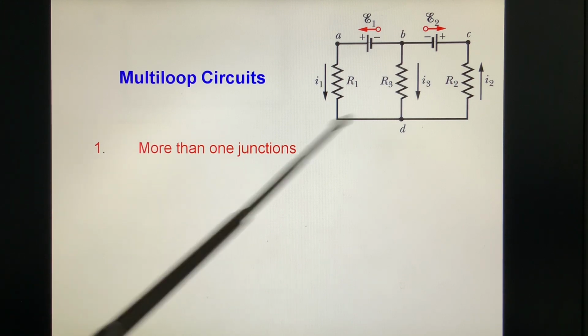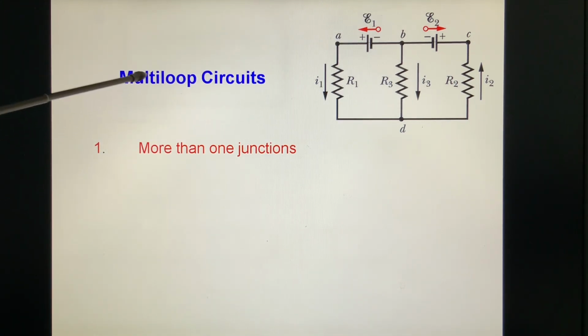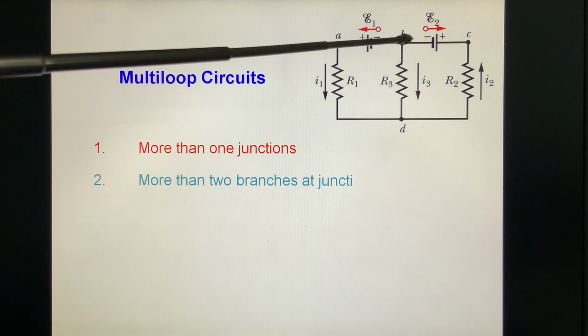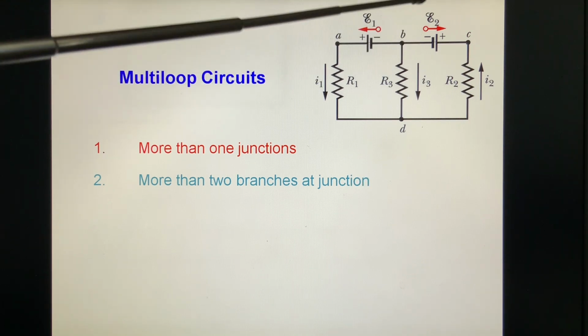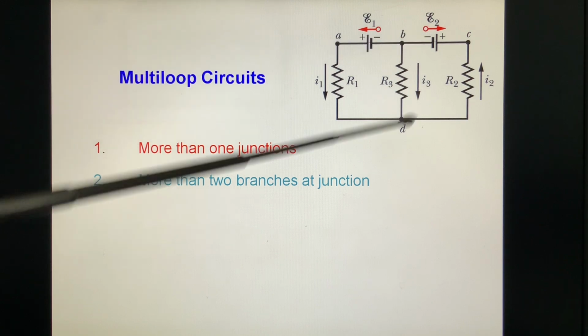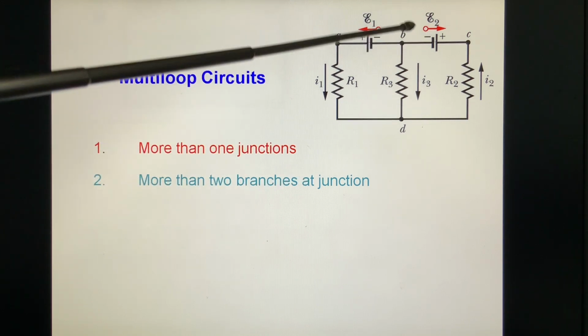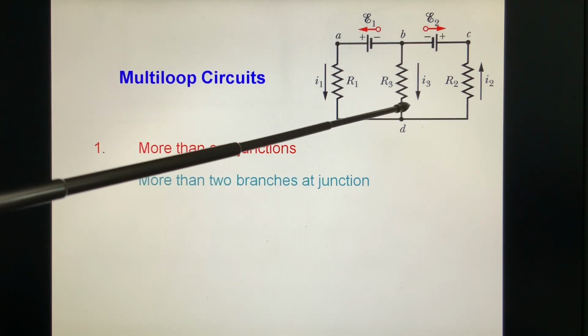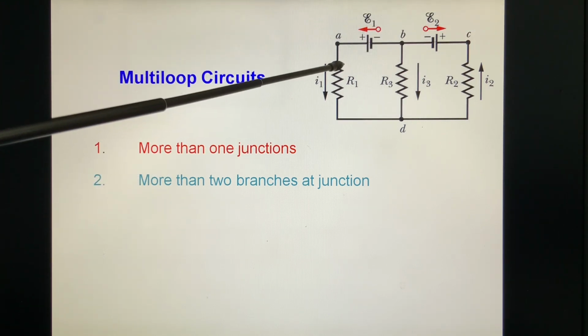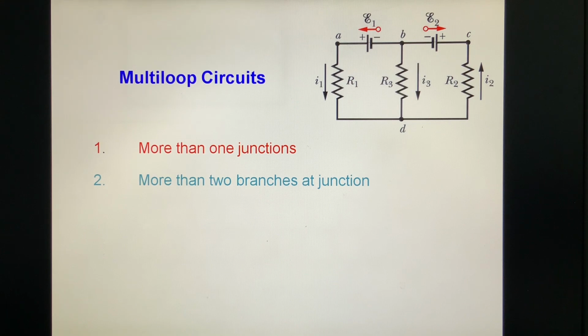More than one junction. What is a junction? A junction is where more than 2 branches, at least 3, meet together. At B there are 1, 2, 3 branches. So B and D are junctions, and A and C are not, because they have only 2 branches. Two branches is not a junction.